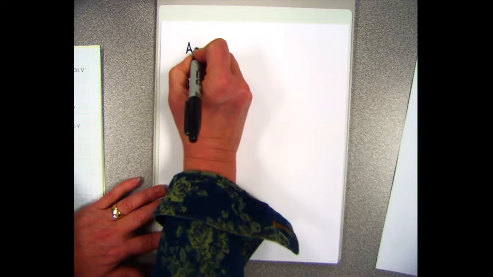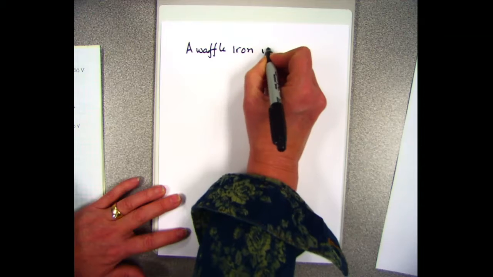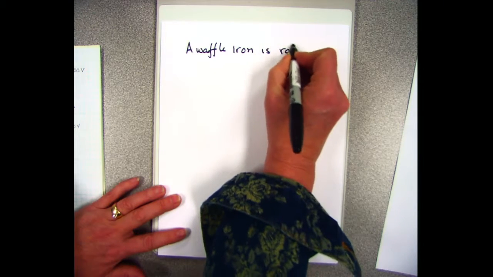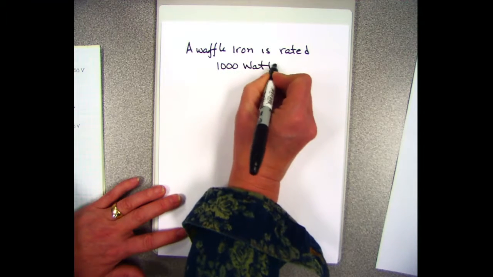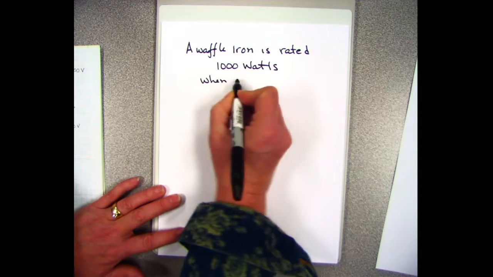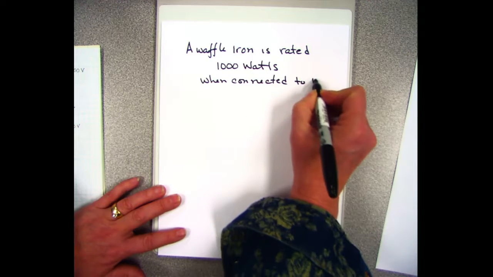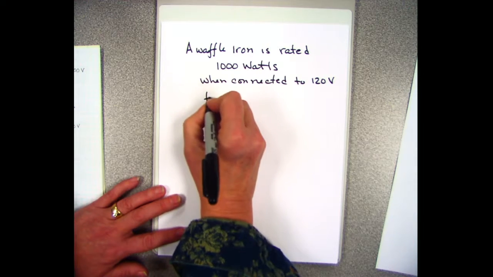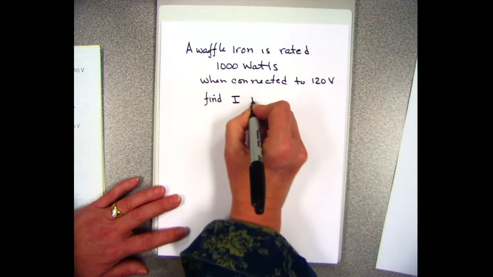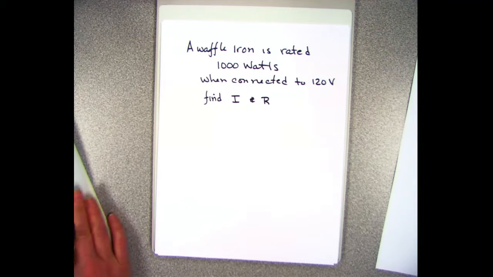I've got another problem. I've got a waffle iron, and the waffle iron is rated at 1,000 watts when connected to 120 volts. When it's connected to 120 volts, we want to find the current and we want to find the resistance.